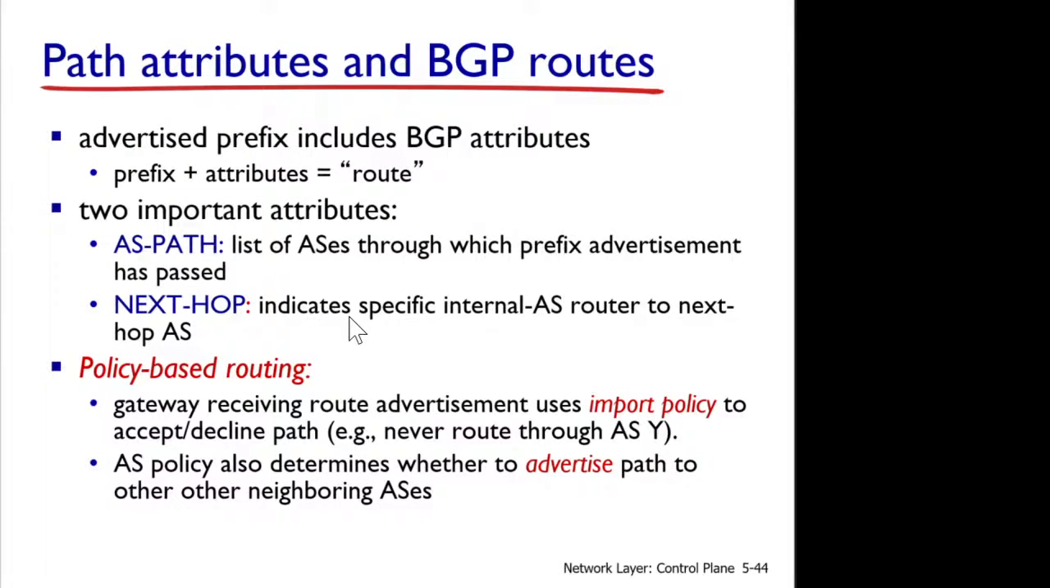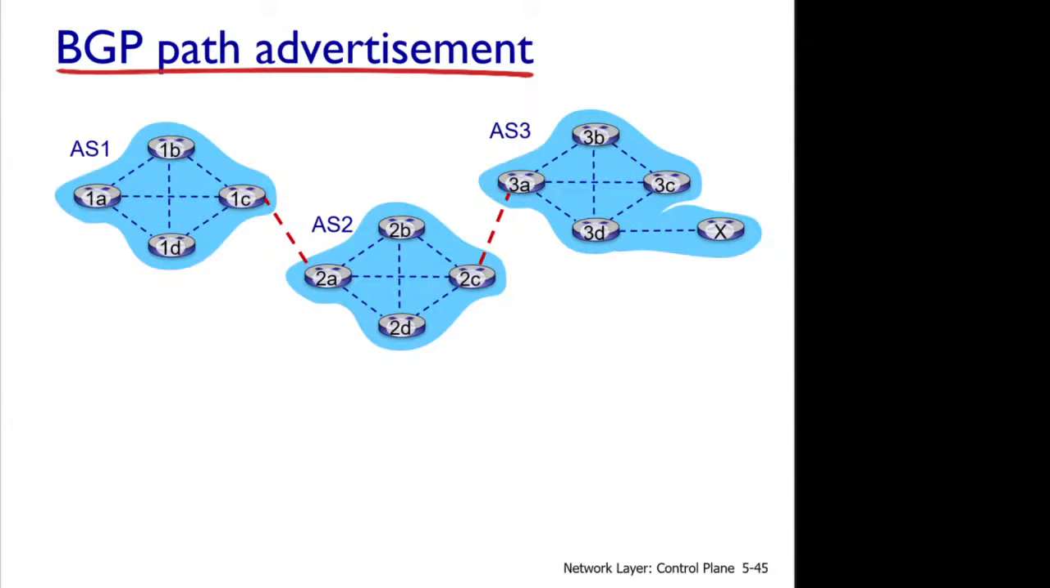Okay, so now we've got a preliminary understanding of BGP. Let's go a little bit deeper. We're still going to brush over some of it. There are two important path attributes being communicated in these vectors. The AS path is the list of ASs through which prefix advertisements have passed, and then the next hop indicates the specific internal AS router to next hop to. Let's jump into the example again to get this point across, because a lot of the time this is a little bit abstract until you see it working.